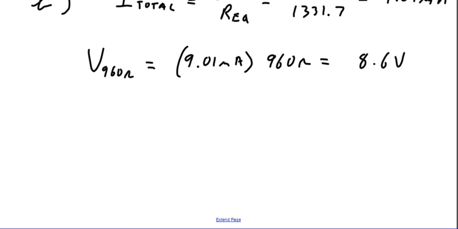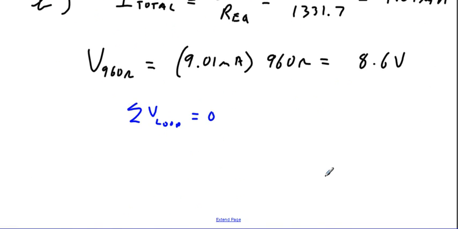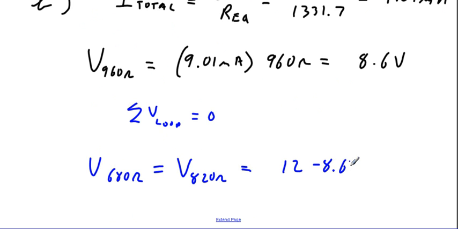Well, Kirchhoff's law says the summation of the voltages around a loop has to be 0. So if I start with 12 and I go down 8.6, the rest of it has to be across the parallel circuit. So the voltage across the 680 ohm resistor, which has to equal the voltage across the 820 ohm resistor because they're in parallel, is going to be 12 minus 8.6 volts, which is 3.4 volts.